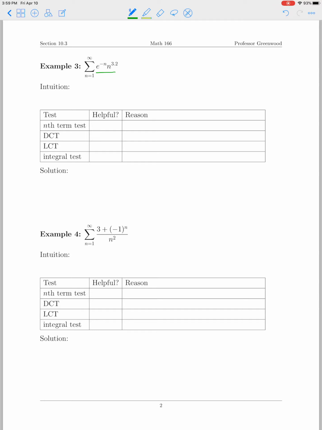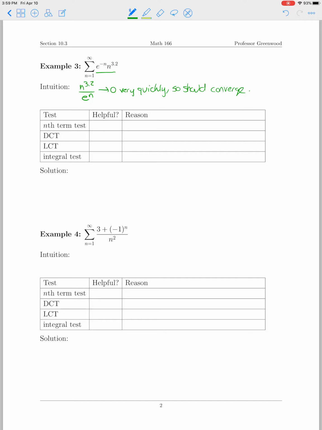So the intuition here is sort of the opposite of last time, which is that n to the 3.2 over e to the n approaches 0 very quickly. And so that means that it should converge. All right, and so now we need a formal test in order to show that this is true.